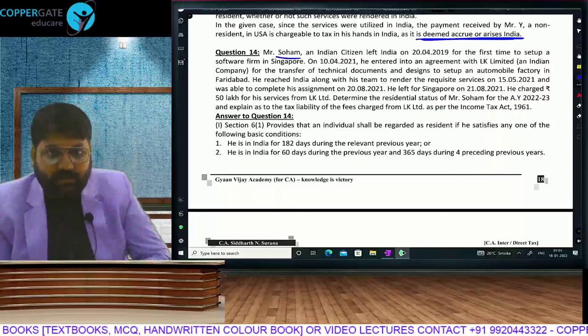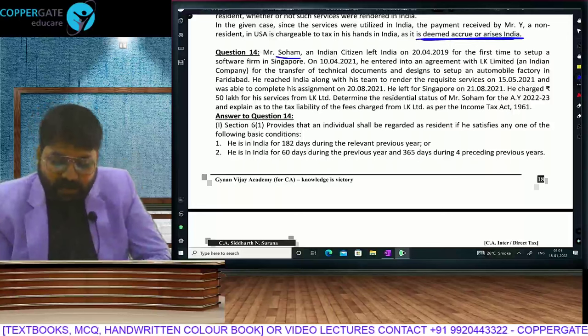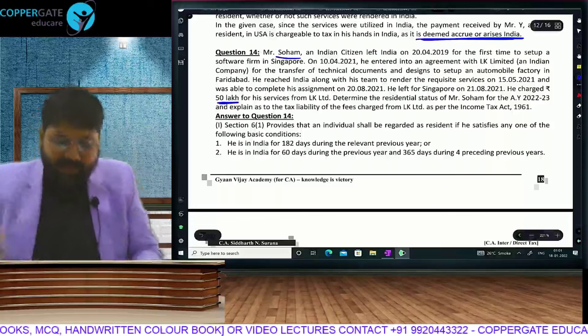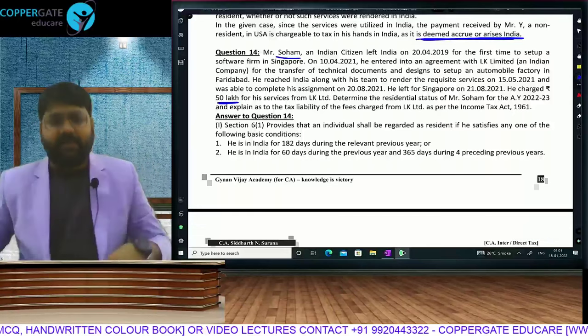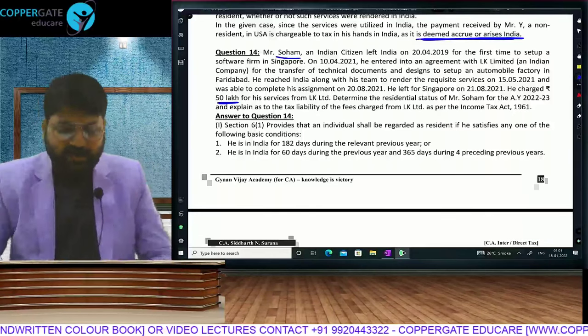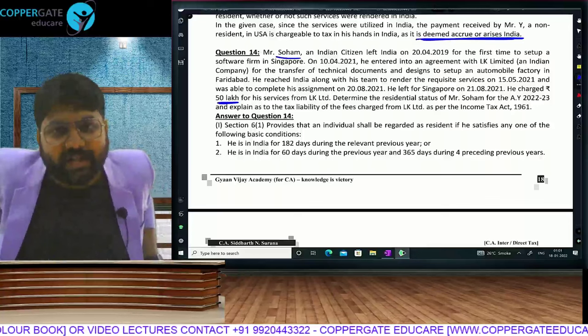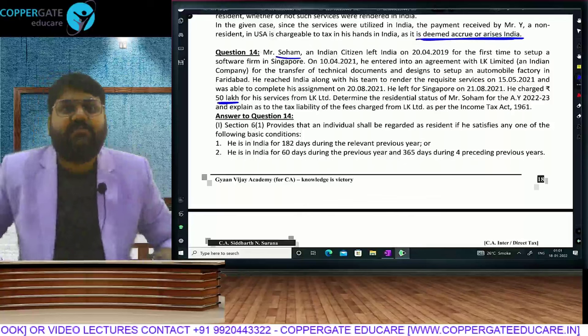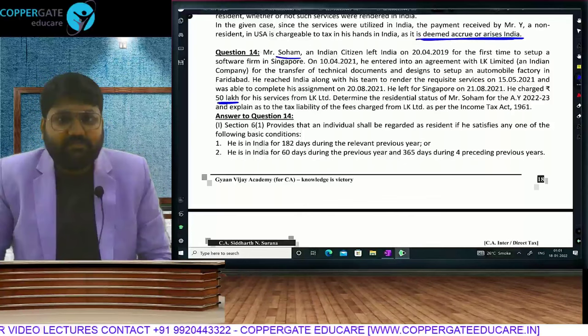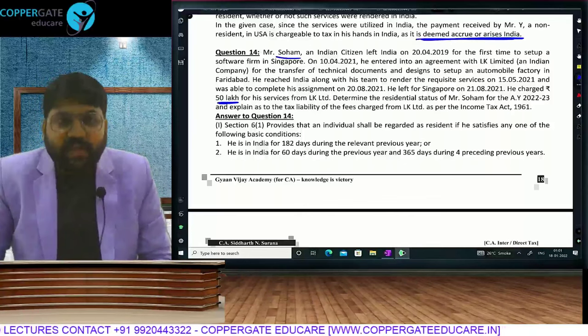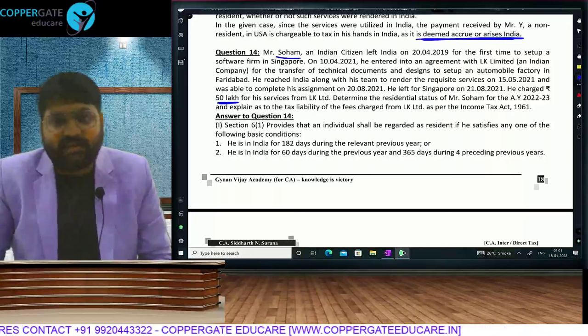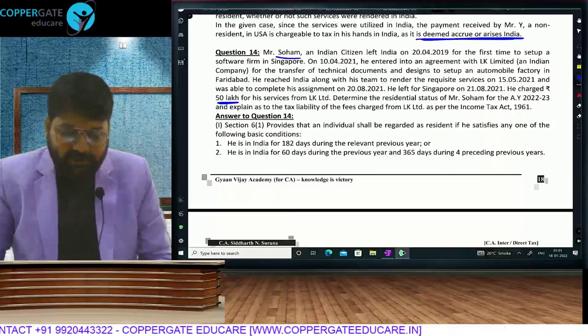Yes, sir. And once you decide that, you have to decide whether the 50 lakh that he is getting from LK Limited, whether it is going to be taxable or not taxable. I'll tell you one thing. Even without deciding his residential status, I can answer that question. Can you answer that question?